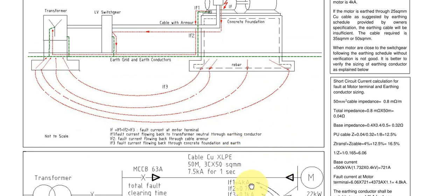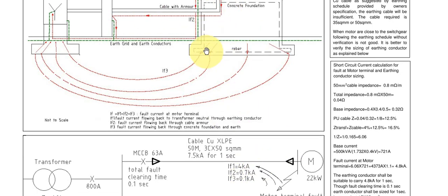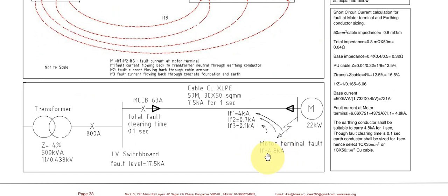This is just rough, not a calculation: maybe approximately 4 kA through the earthing conductor, the fault current through the armor may be 0.7 kA, and the fault current flowing from the foundation to the earth may be around 100 amps. This split is not required, it is just for illustration, but you need to calculate this fault current, 4.8 kA. The reason why you need to calculate this current is to size the earthing conductor.